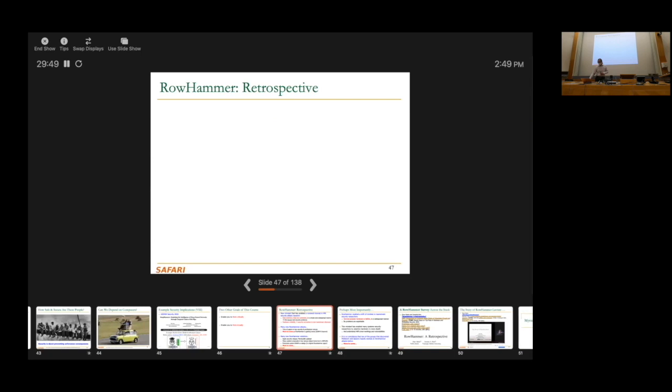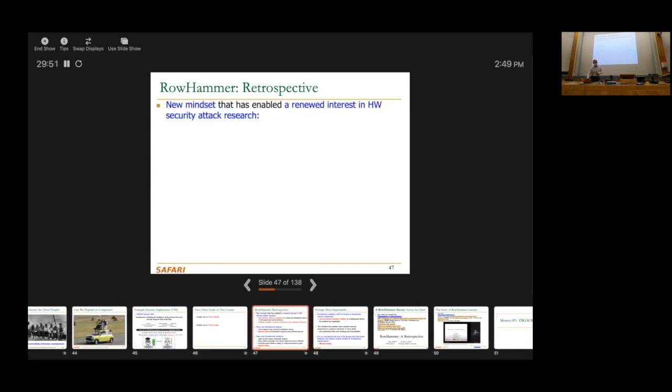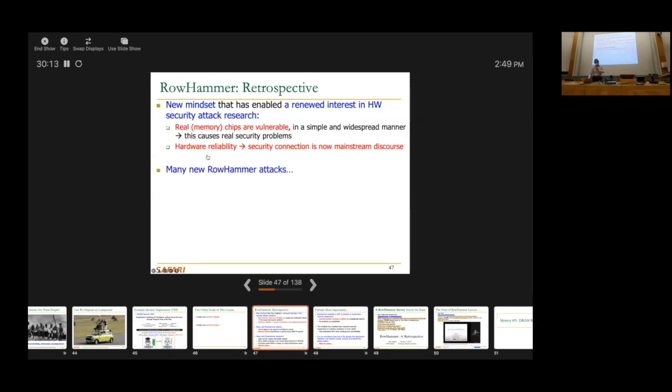Okay, so let me give you some retrospective about RowHammer. This is very interesting because these bit flips, you can call them simple bit flips, who cares, right? But it enabled a new mindset and a renewed interest in hardware security attack research. Real memory chips are vulnerable in a simple and widespread manner, and this causes real security problems. And there's a connection between hardware reliability and security. It's now a mainstream discourse. So many new RowHammer attacks are being developed, actually. You can find tens of them.